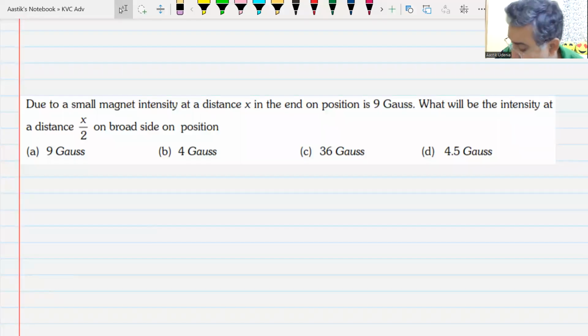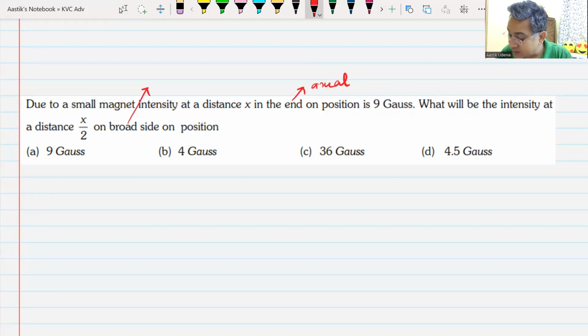Then we have this question. Due to a small bar magnet, the intensity at a distance x in the end-on position is 9 Gauss. What will be the intensity at a distance of x by 2 on the broadside? Broadside means equatorial, end side means axial. You have 2 minutes to give me the answer for this one.